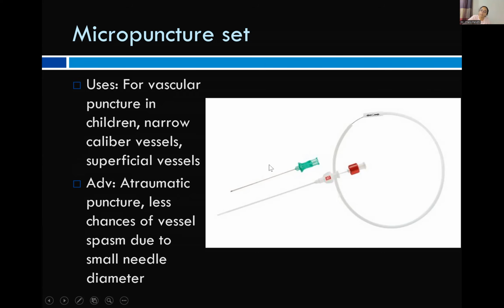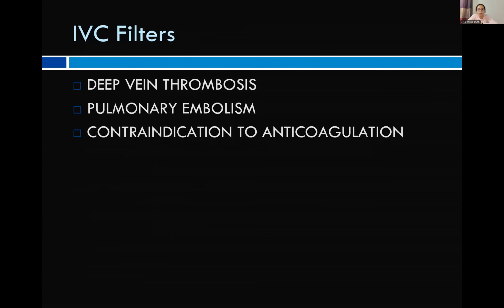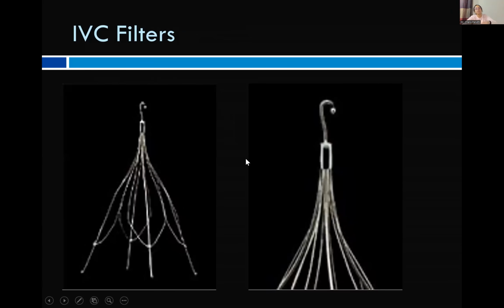So it is a way of continuously dilating the vessel and then introducing the larger bore devices rather than introducing them at one go. Then we have IVC filters, which are used in cases of deep vein thrombosis when the patient has a contraindication to anticoagulation therapy. That is the only absolute indication of putting these IVC filters. And the purpose is to prevent pulmonary thromboembolism.